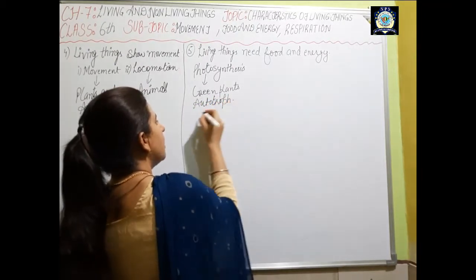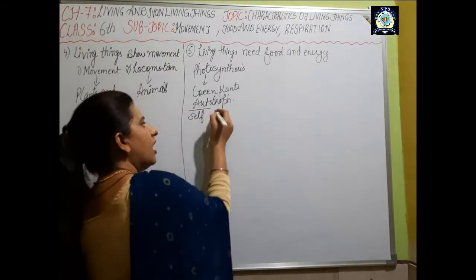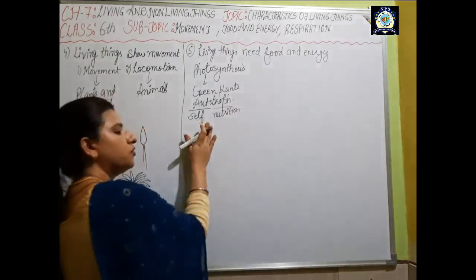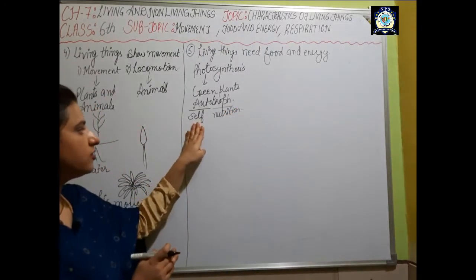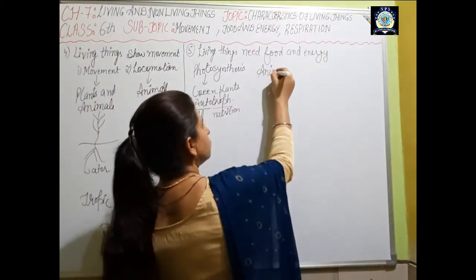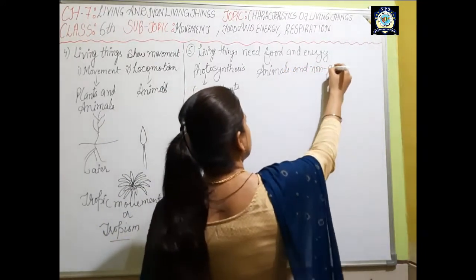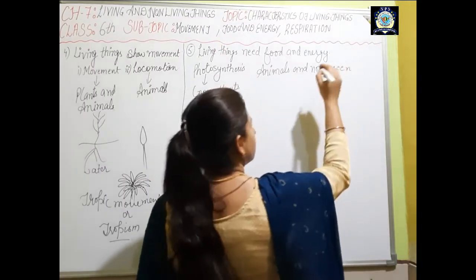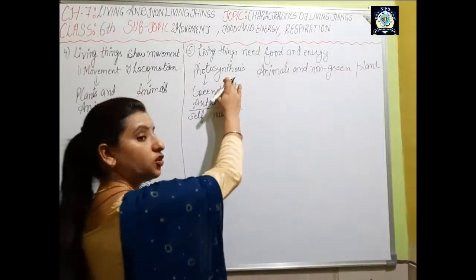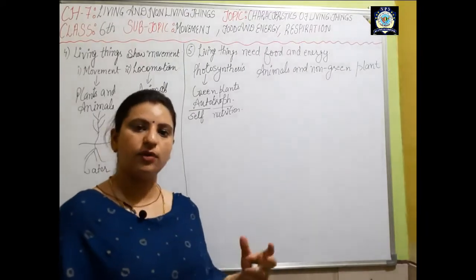Autotroph means an organism which prepares its food by itself, and troph means nutrition. So autotrophs are those organisms which go for self-nutrition. They can prepare their own food. But in the case of animals, what do they do? Animals and non-green plants. There are some plants which are non-green. They are not green in color. If they are not green, then they do not undergo photosynthesis. Then they depend upon other plants for their food. You will learn about them in higher classes.